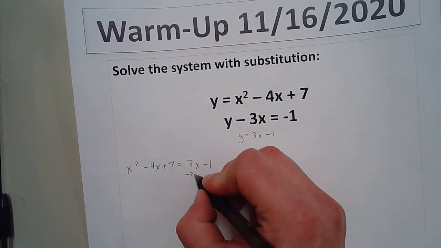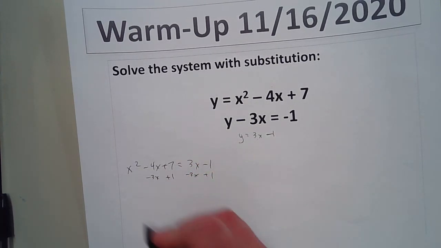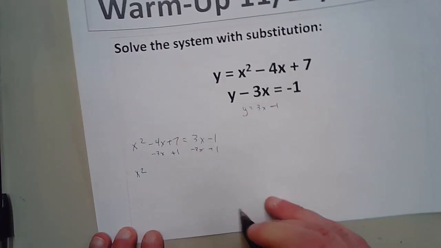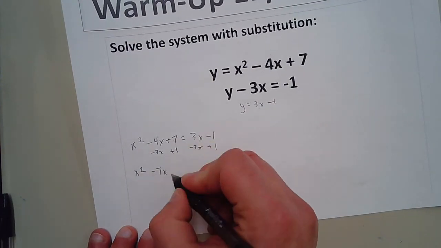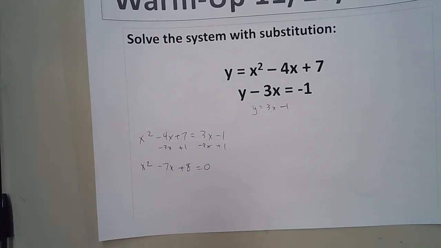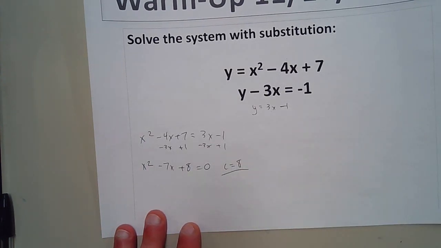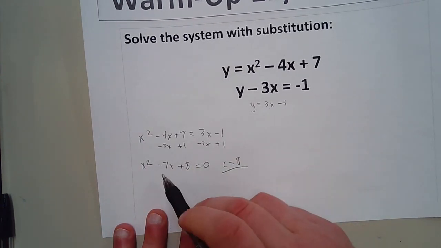And move the 3x over by subtraction, add the 1 over. All right, so what do we got? We have x squared minus 7x plus 8 equals 0. From here, this looks like it should factor, so let's see if we can make it factor. So if our c is 8, we'd want to use factors of 8 that add to negative 7.